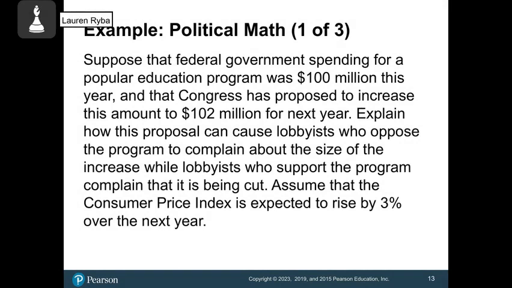Suppose the federal government spending for a popular education program was $100 million this year, and that Congress has proposed to increase this amount to $102 million for next year. Explain how this proposal can cause lobbyists who oppose the program to complain about the size of the increase, while lobbyists who support the program would complain that it is being cut. Assume that the consumer price index is expected to rise by 3%.